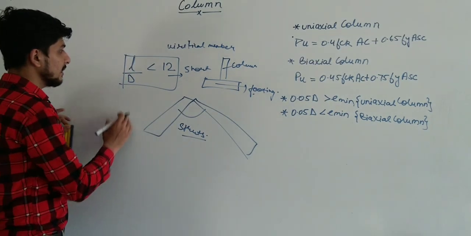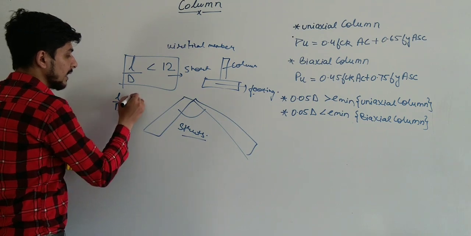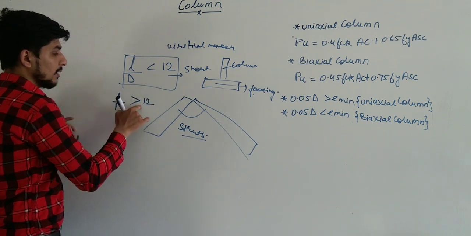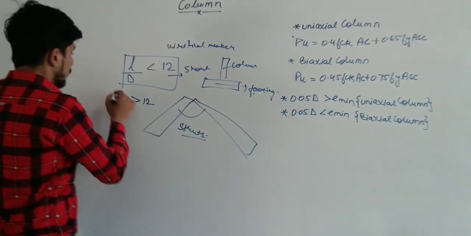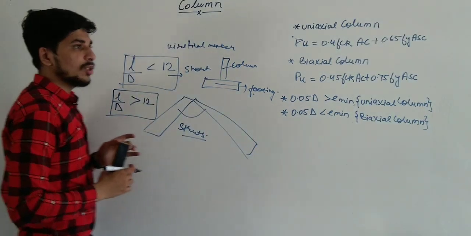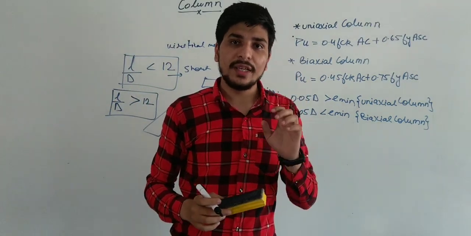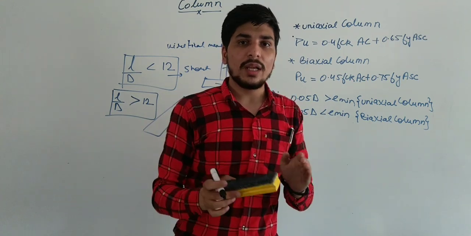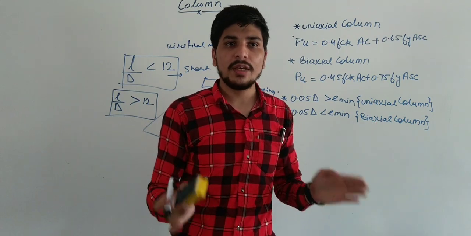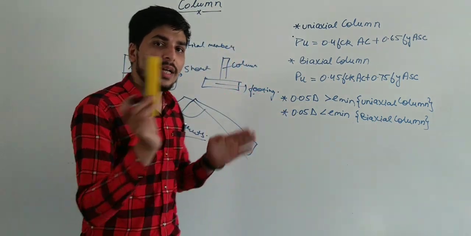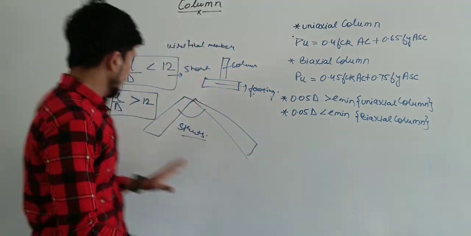Now the second thing is the long column. If the L by D ratio is greater than 12, that column is known as a long column. So we can say that to determine the type of column, we will calculate the L by D ratio and compare it with 12. If it is less than 12, the column is a short column. If the L by D ratio is greater than 12, the column is a long column.